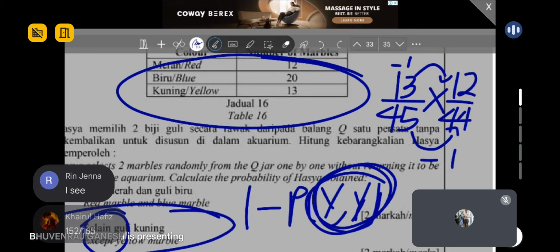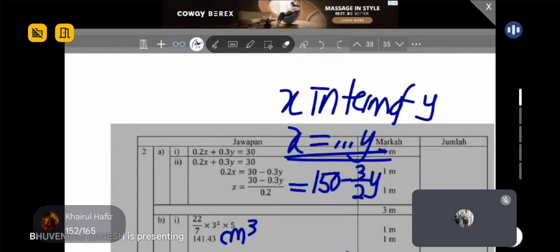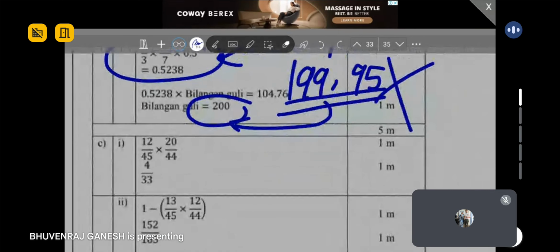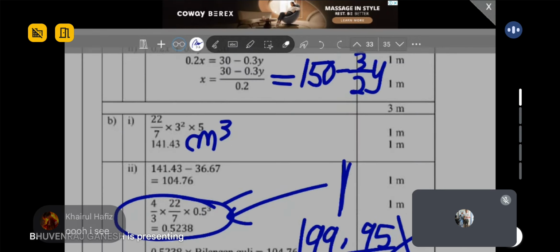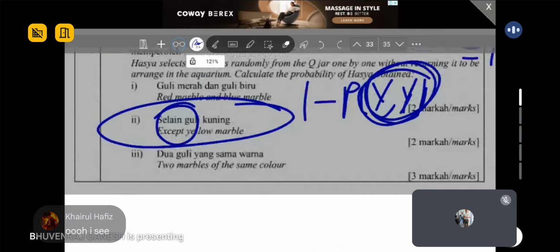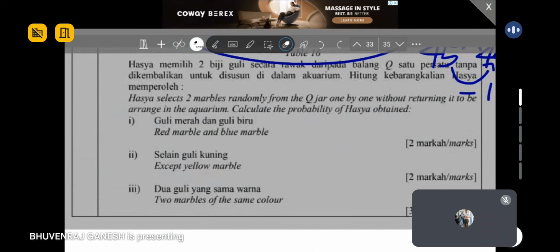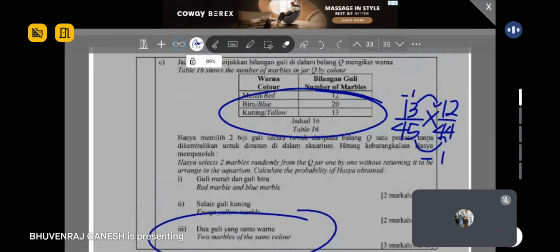Okay, that's the concept. Okay, then yes. Okay, final answer kamu akan dapat 152/165. So ini jawapan dia. Okay, boleh? Can, right? Logic kan? So next one. Okay, soalan ketiga ni yang paling susah. Okay, so they want you to find 2 marbles of the same color. Okay, 2 guli sama warna. Okay, so how to do this guys?